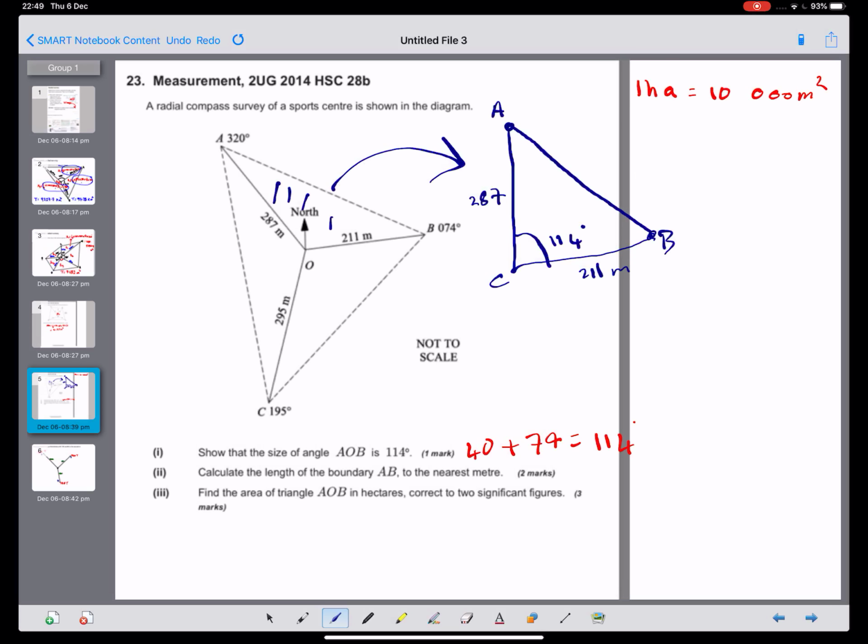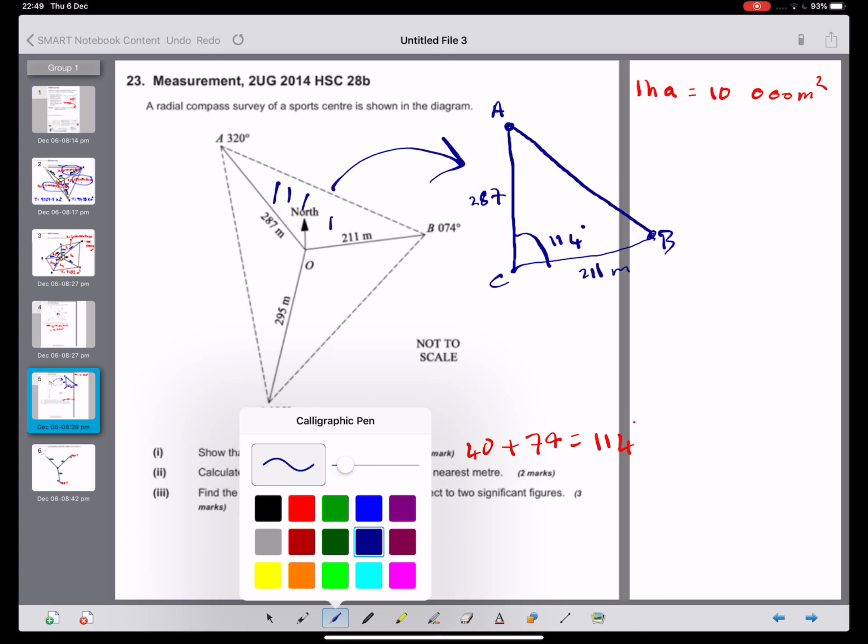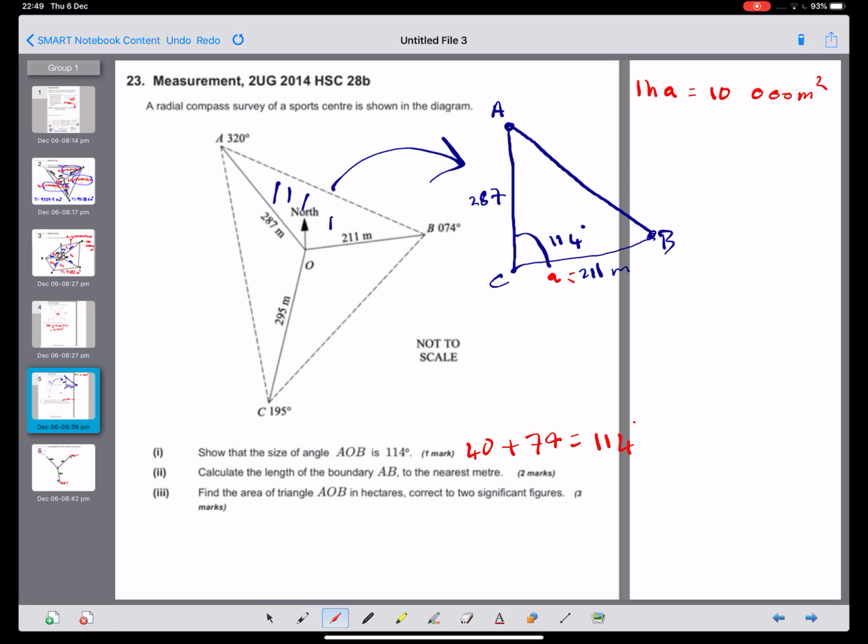Okay, so let's label our triangle. We know through triangulation that this is A, this is B, and we need to find C. Okay, so this is an application of the cosine rule. Let's do this here. C squared is equal to A squared plus B squared minus 2AB cos of C.